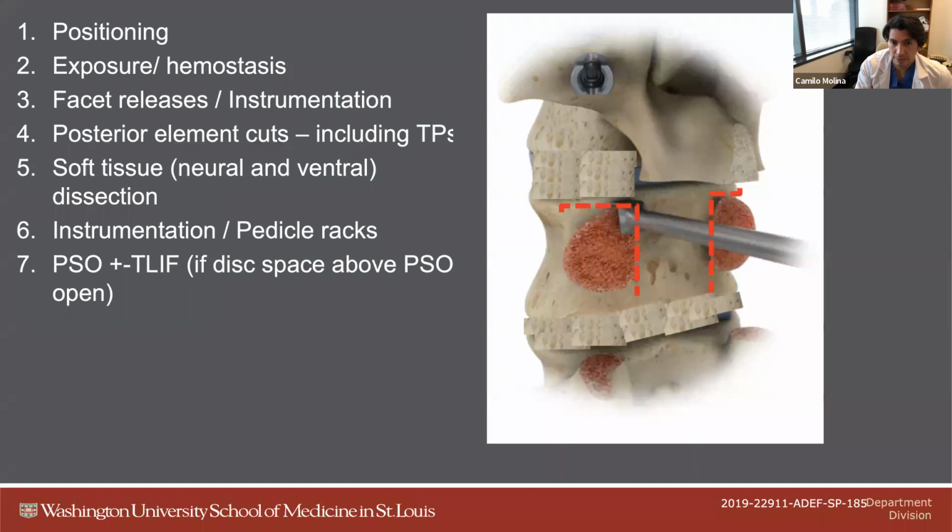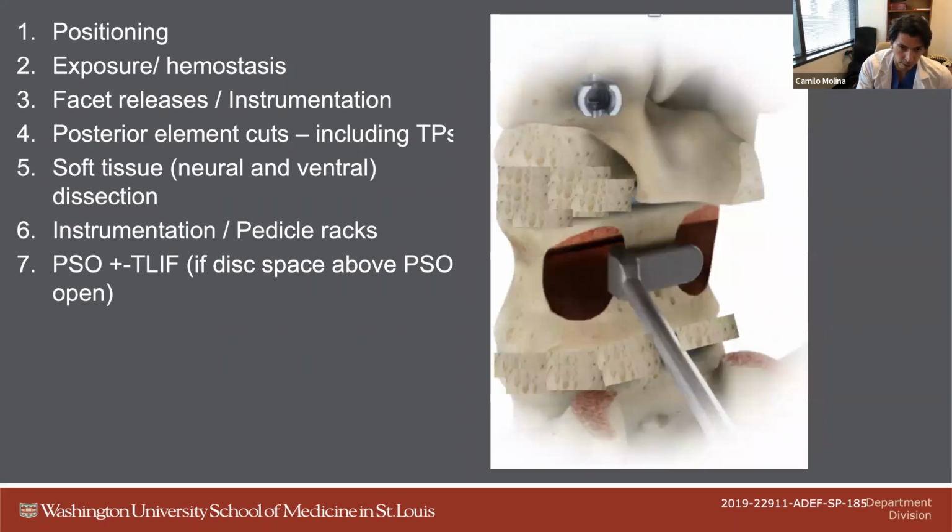If I put a T-lift cage in there, because it's an extended PSO, then I will basically take that cut down to where the dorsal aspect of that T-lift cage is, just so I leave enough bone bridging that T-lift cage to the vertebral body above and below the PSO.